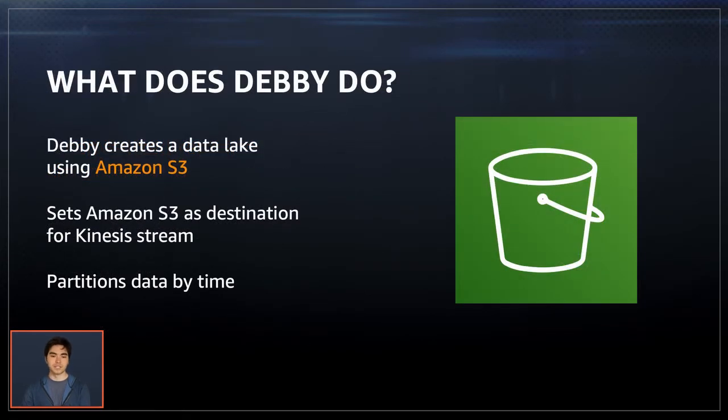So how does Debbie actually implement this? Well, she creates a data lake in Amazon S3 by creating an S3 bucket. She sets that bucket as the destination for her Kinesis stream, and then makes sure that her Kinesis stream is actually partitioning that data by time as it dumps that data from the stream into the S3 bucket. And that's really it.